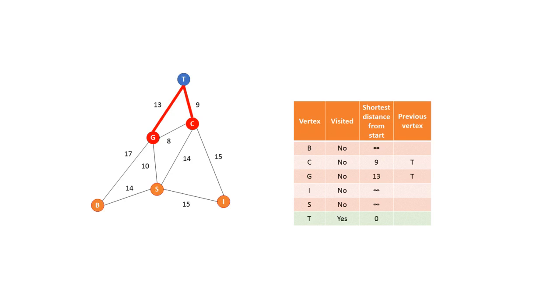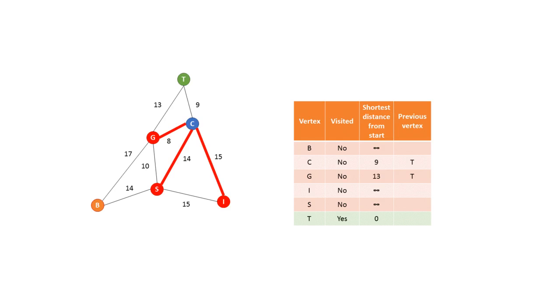So T is now visited, and we can look for the node that's got the shortest distance from the start that hasn't already been visited. And we can see from the array that that would be C with a shortest distance of 9. So C is the node that we're going to look at next. C is connected to 3 unvisited nodes, G, I and S.